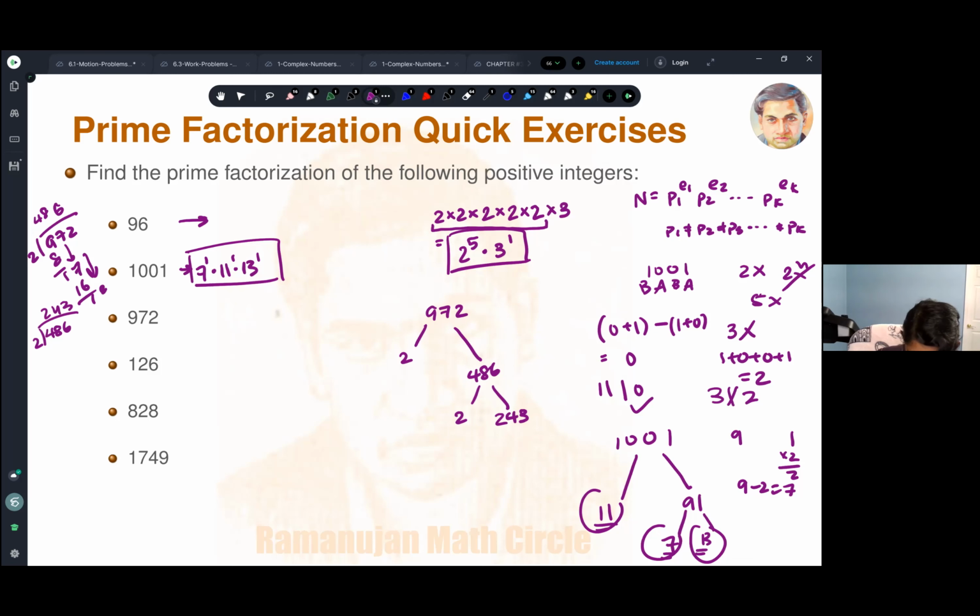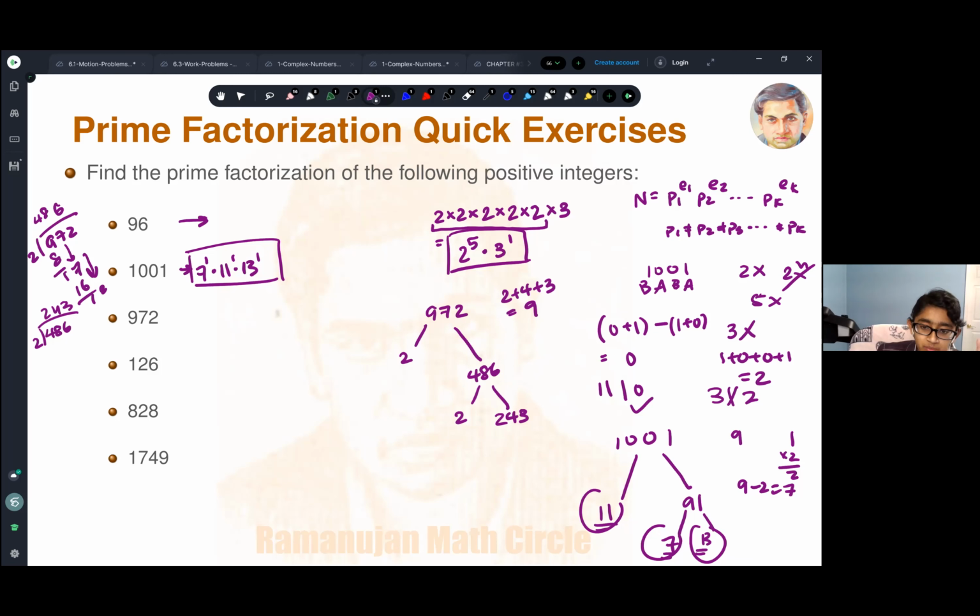So we're going to try other numbers. Again, we try 5. It doesn't work because it doesn't end in a 5 or a 0. We can try 3. If we try 3, what we're going to do is sum the digits. So 2 plus 4 plus 3 is equal to 9. It's actually divisible by 9. That's something we know.